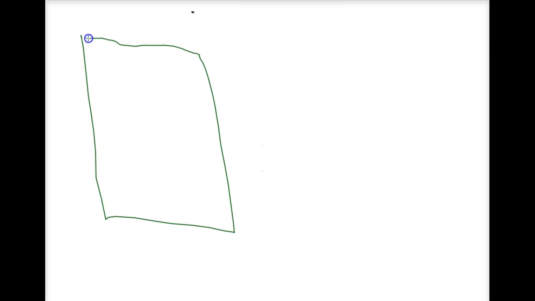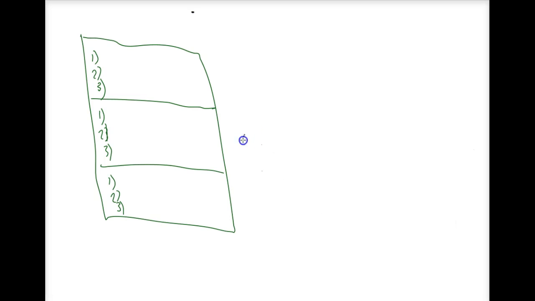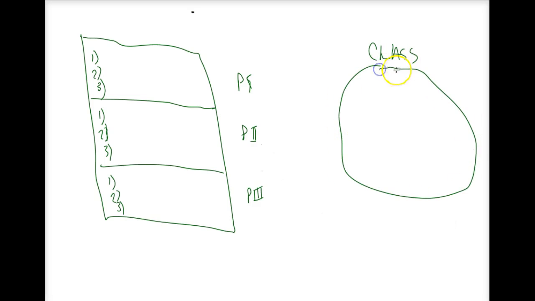So let's say this is our test, and we have it broken up into 3 parts: 1, 2, 3, 1, 2, 3, and 1, 2, 3. This is part 1, part 2, part 3. And of course, this is our class here, and we broke up the class into 2 groups, which are A and B.